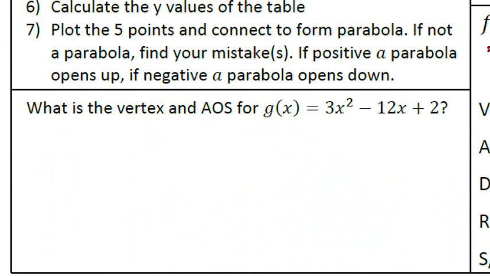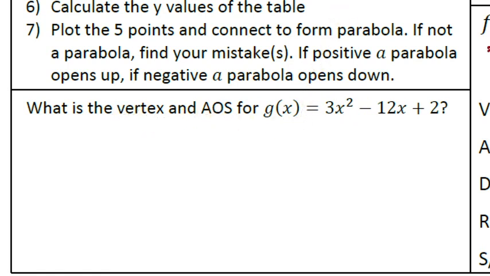Okay, in the same section of graphing a standard form, there's one other kind of question you can run into, and it doesn't require you to graph, but it does require some of the skills that you just used to graph. Here's an example of that question. What is the vertex and axis of symmetry for the function g of x is equal to 3x squared minus 12x plus 2? This is clearly a quadratic. This has a degree of 2, so we can find the vertex and the axis of symmetry.